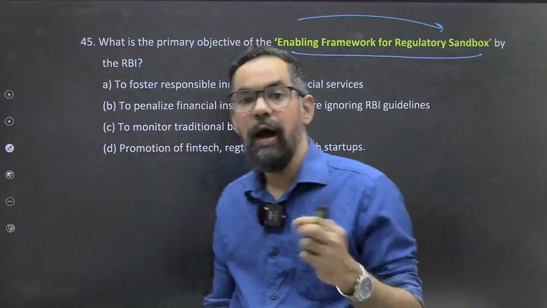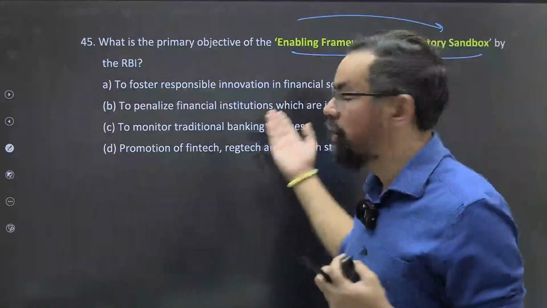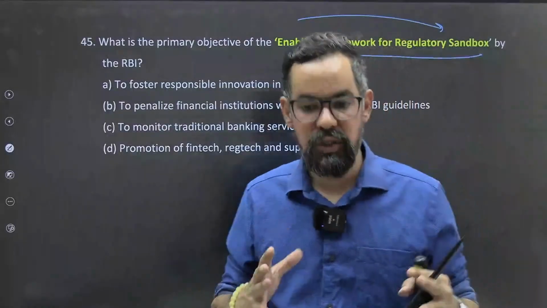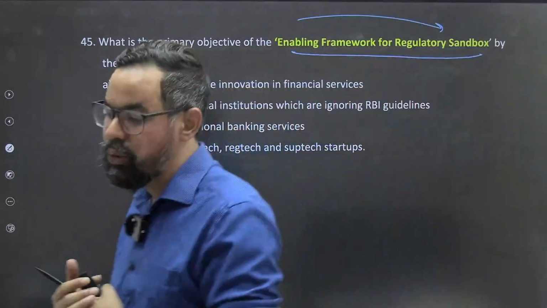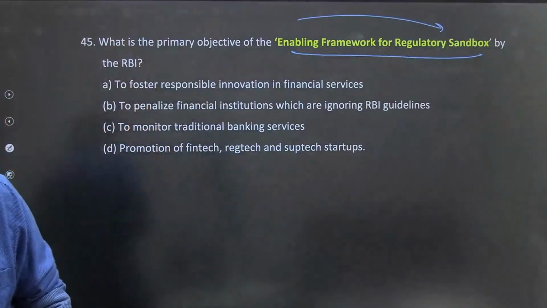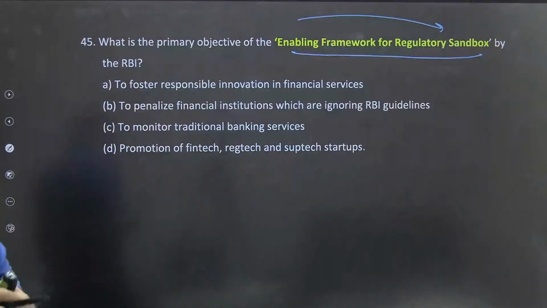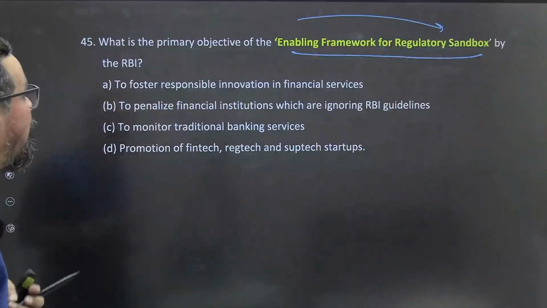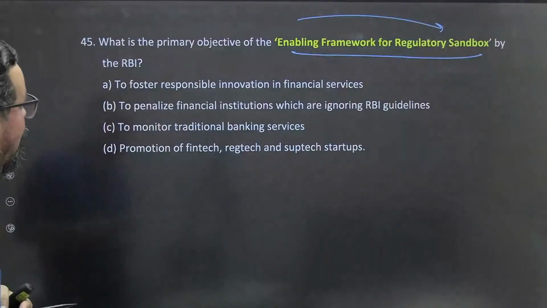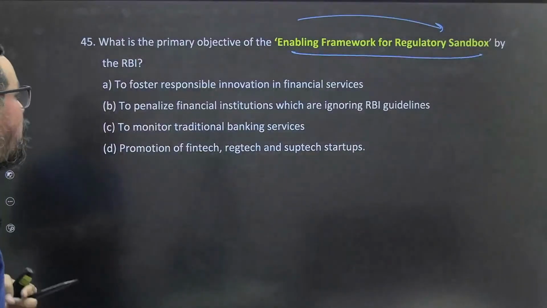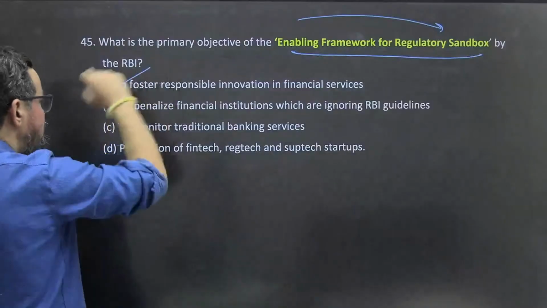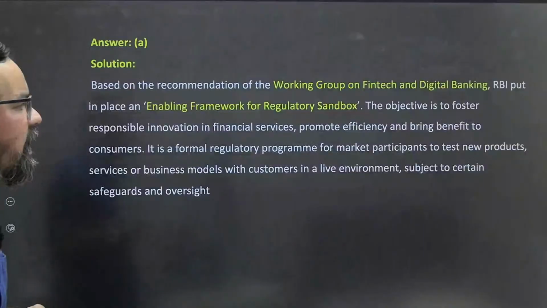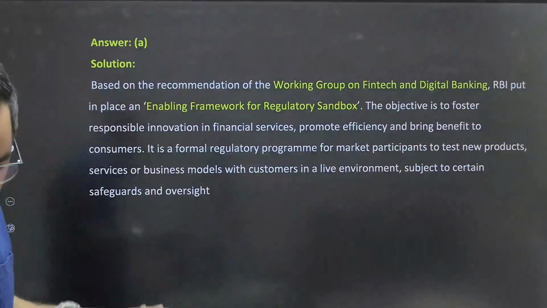Another one is what RBI did, they came up with the regulatory sandbox. They said, test that particular product on a pilot basis by using our platform. Okay? With the regulatory sandbox, you will not face that strategic risk in this particular situation. So the objective of the enabling framework for regulatory sandbox is to foster responsible innovation in financial services. Option A only will be the right answer for this particular one. Okay? Without any doubt. Any doubt on this one, guys?